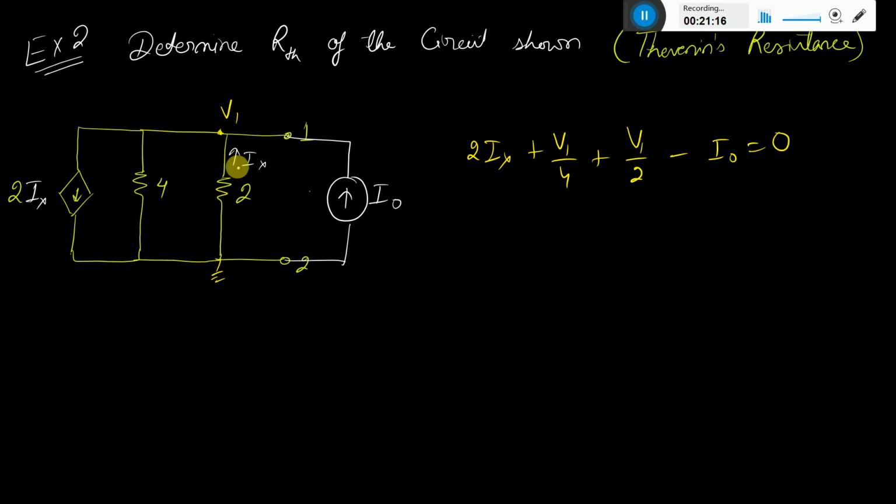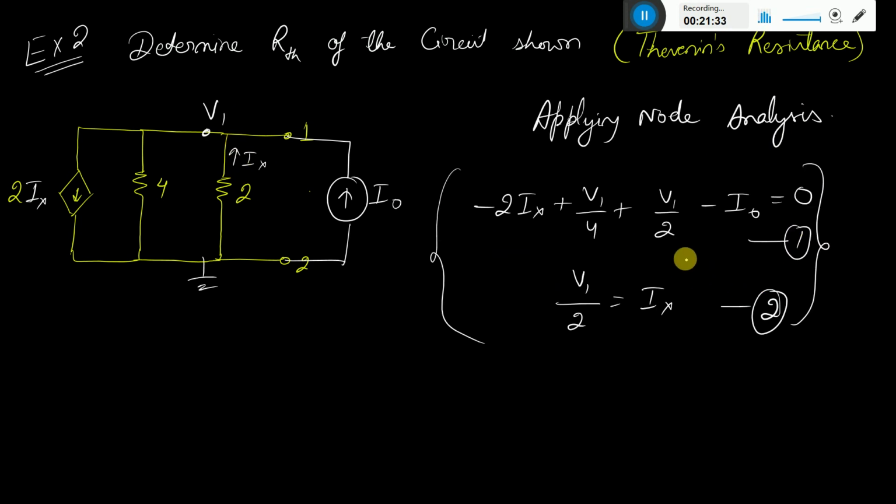Another equation is finding the Ix. Ix is what? Ix is V1 by 2. So I can write Ix is equal to minus V1 by 2, because my assumed direction is downward, V1 by 2, and Ix is upward. So we get these two equations, and this is sufficient to solve the problem.